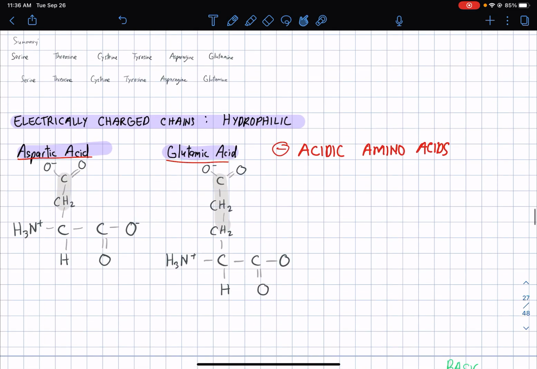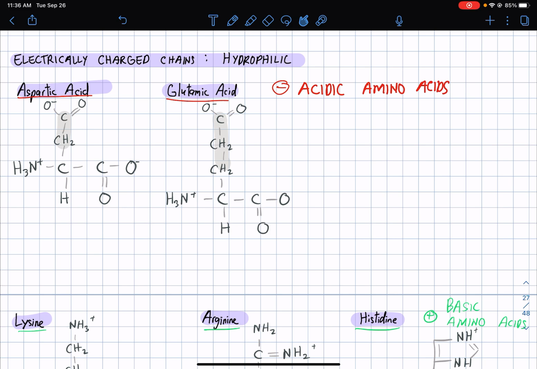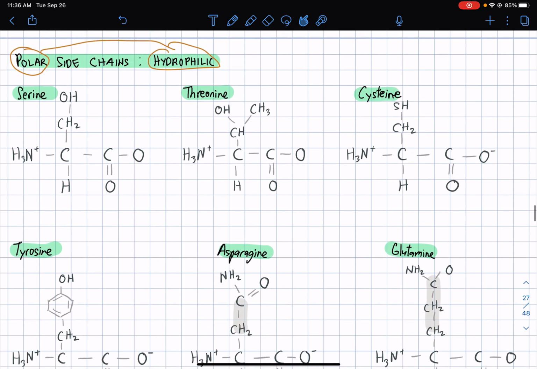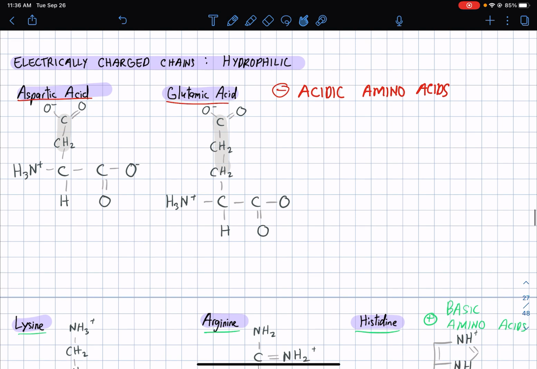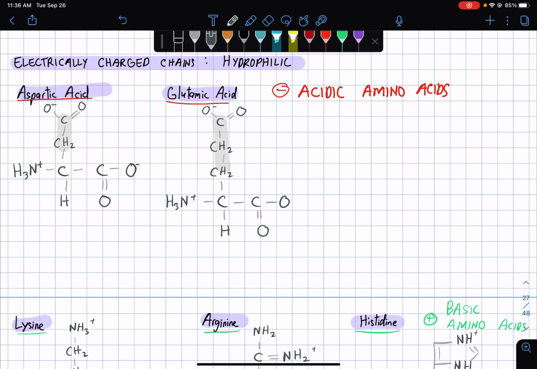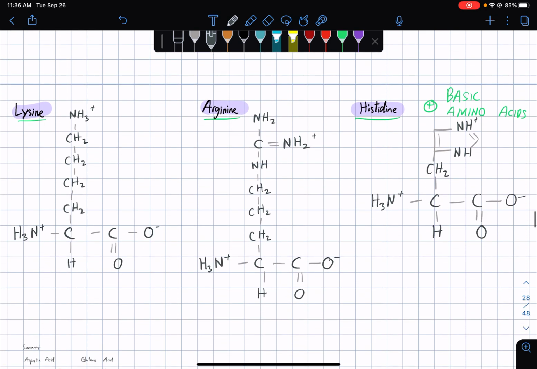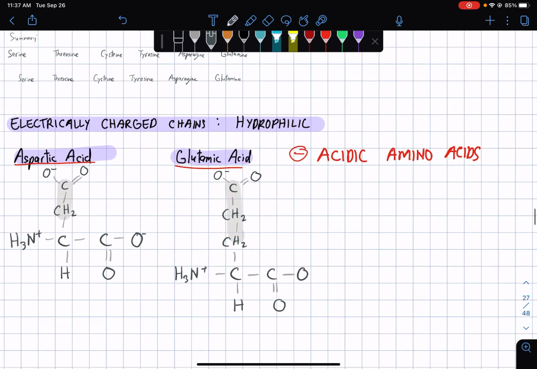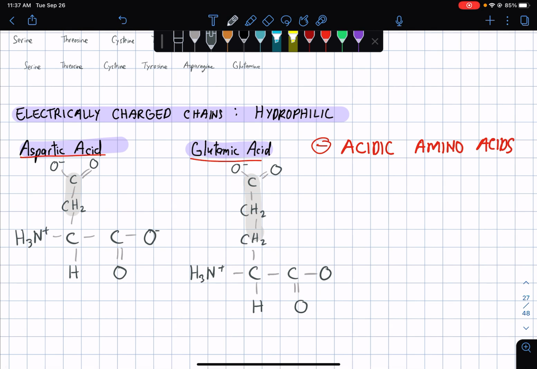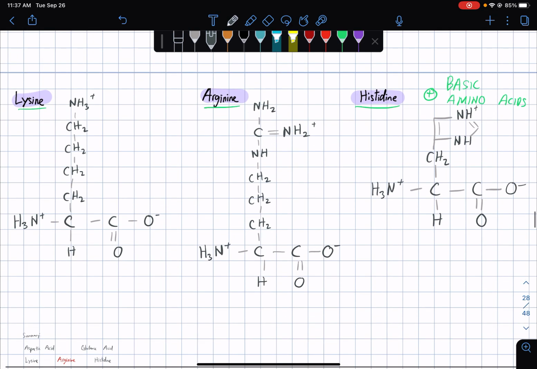Now, for the third categorization, we have those with electrically charged side chains, which are hydrophilic, just like the amino acids in the second category. We have 2 subcategorizations in this third category. We have those with a negative charge, which are the acidic amino acids, and the ones with a positive charge, which are the basic amino acids. For the negatively charged ones, we only have 2: aspartic acid and glutamic acid. For those with a positive charge, we have lysine, arginine, and histidine.